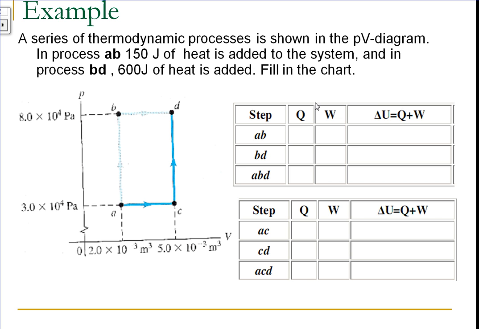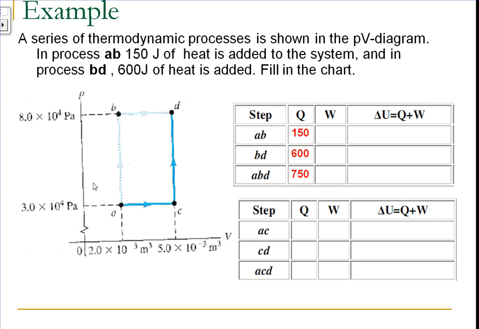Let's see how we can fill in this chart. I'm told that I add 150 joules from A to B, and then I add 600 joules from B to D. So I have a total energy change of 750 joules of heat added to this system. Now let's see if we can find the work.